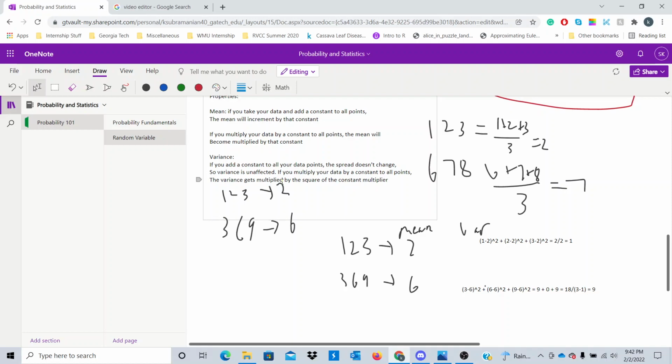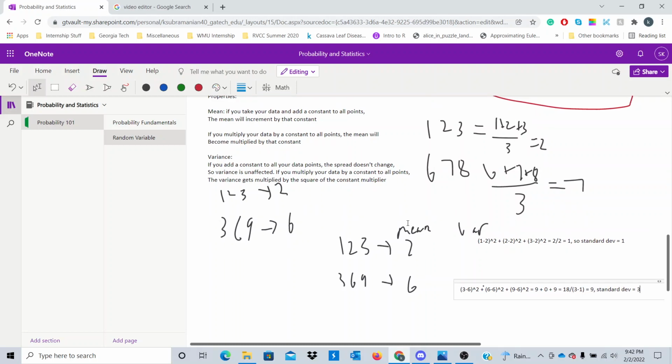Now, how will the standard deviation change? The standard deviation will simply get multiplied by the constant itself. In this case, the variance of our data set originally is 1, so the standard deviation is 1, because the square root of 1 is 1. But when we look at the data set multiplied by 3, the standard deviation is actually 3. So when you multiply a data set by a constant, the variance gets multiplied by the square of that constant. If you multiply a data set by 5, the variance gets multiplied by 25, but the standard deviation gets multiplied by 5. If you add, say, 1,000,000 to all your data points, the variance doesn't change, and so the standard deviation will remain unaffected as well, because if the variance doesn't change, the standard deviation doesn't change either.